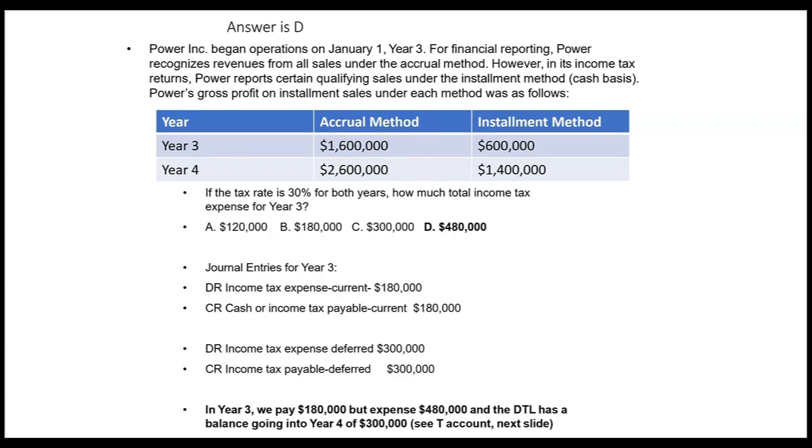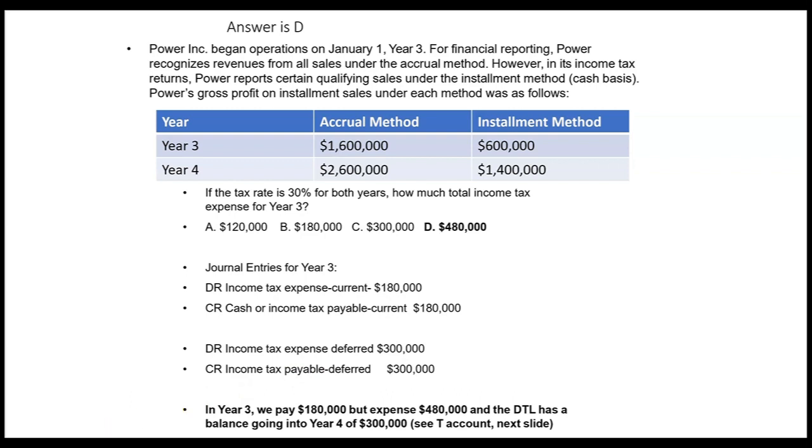And that's letter D. The journal entries for year 3, we made both of these. We'll debit income tax expense current and credit cash or income tax payable current for $180,000. And then for the deferred, we said we're going to debit income tax expense deferred, $300,000, and credit income tax payable deferred, $300,000, and that's the total of $480,000.